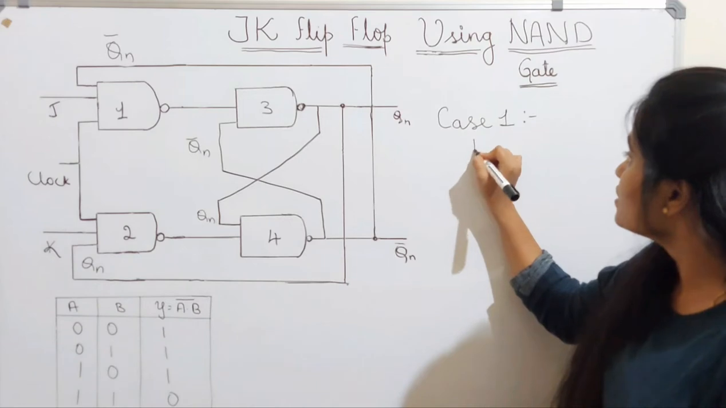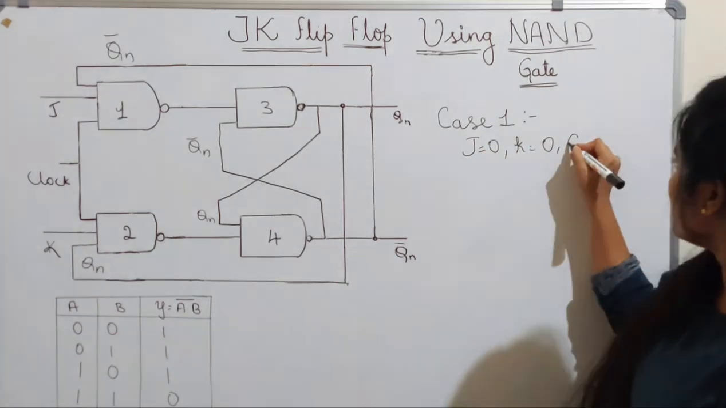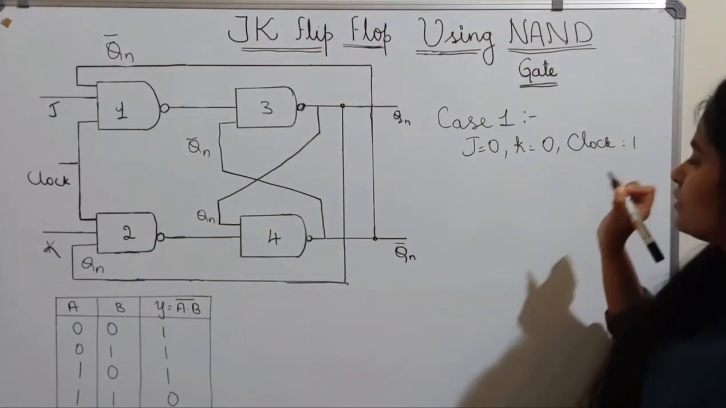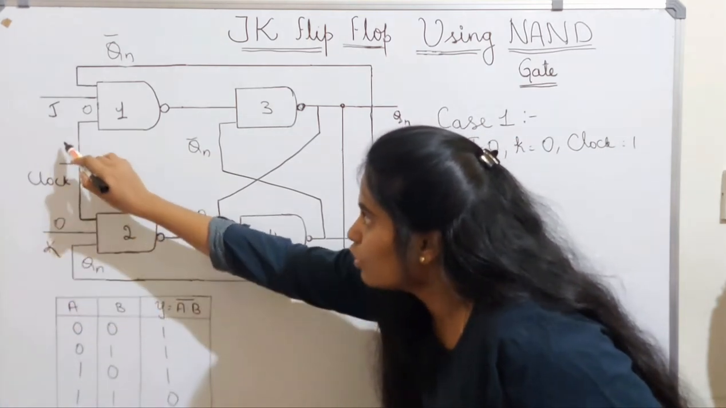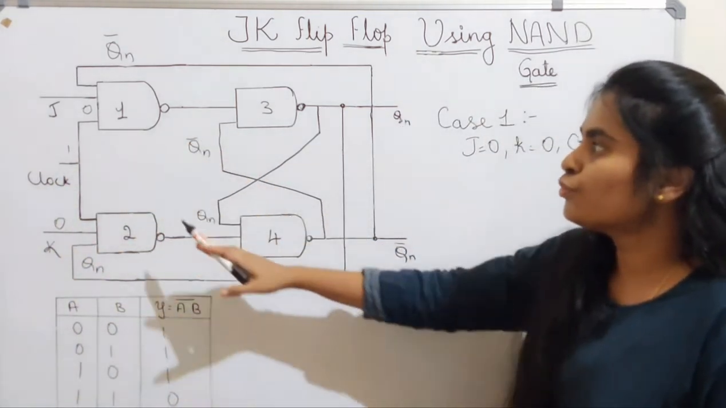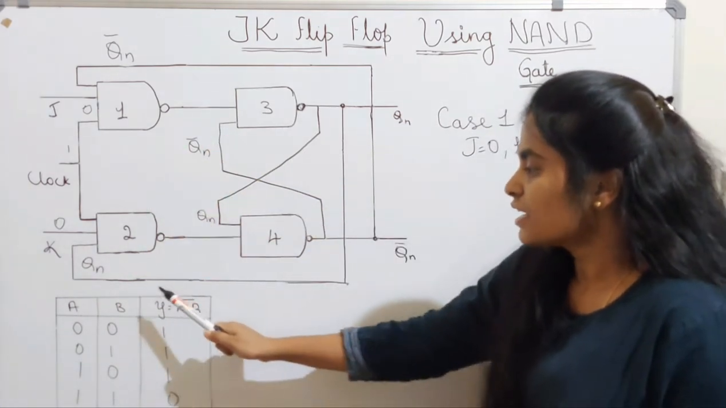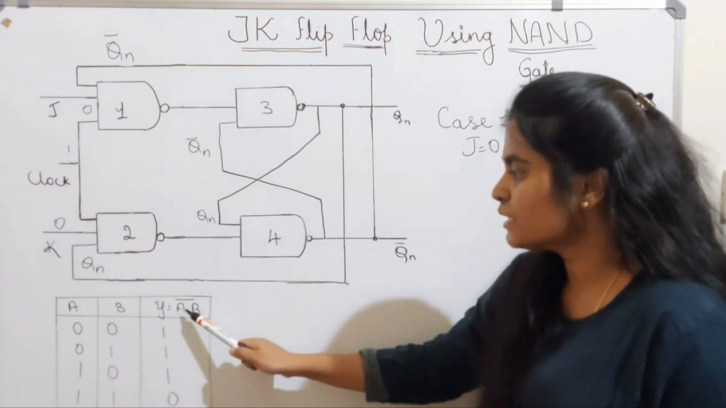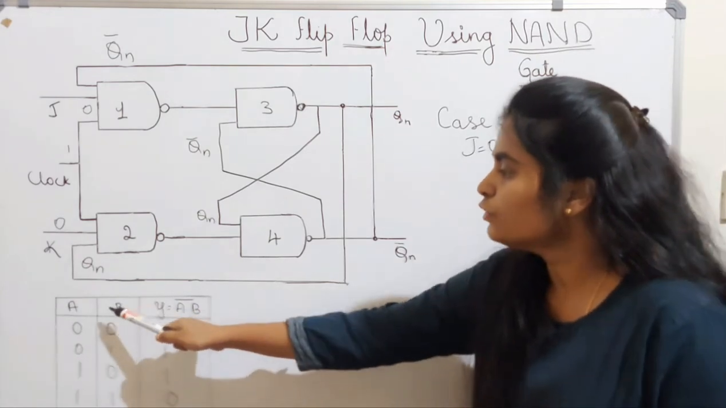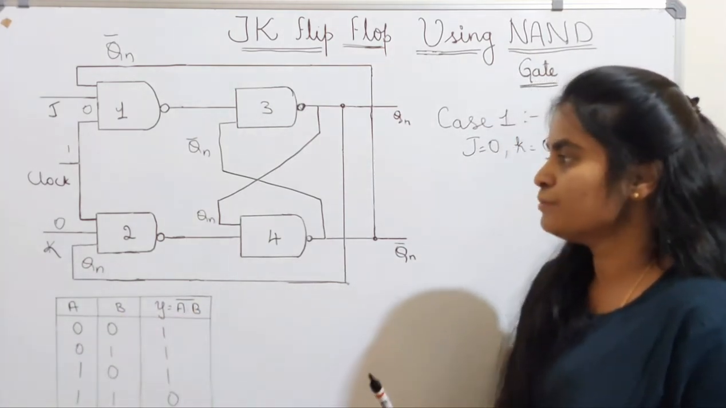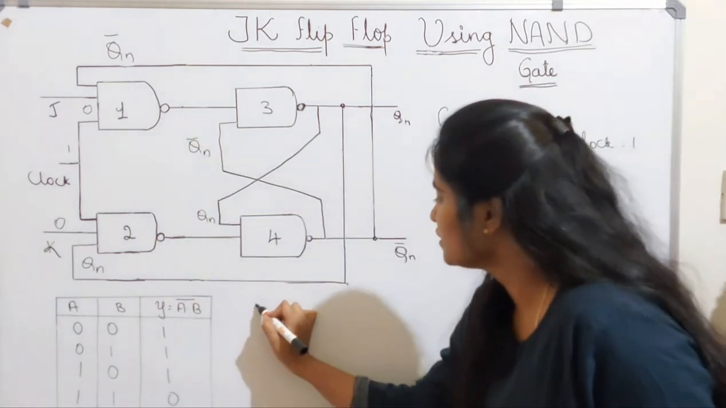Considering case 1, J is equal to 0, K is equal to 0 and clock pulse is 1. That is J is 0, K is 0 and the clock pulse is 1. Now let's see the output of the first and second NAND gate. Before we proceed, considering the NAND gate truth table, Y is equal to A, the first input, B, the second input. Both the inputs are multiplied and complemented. Now let's apply this logic for the first NAND gate.